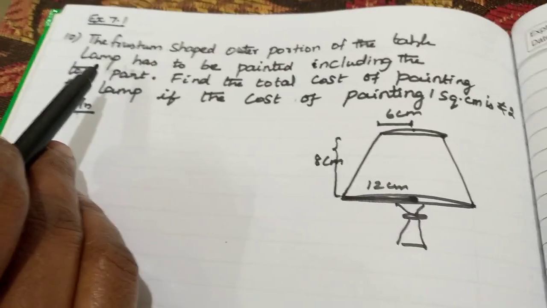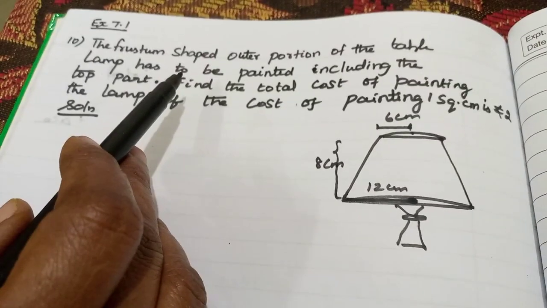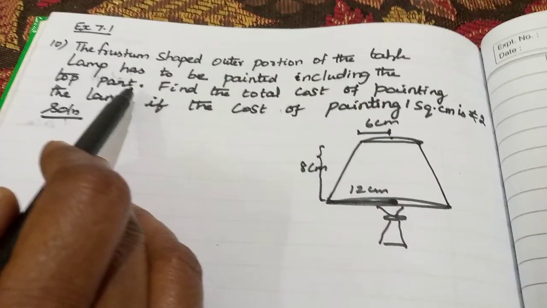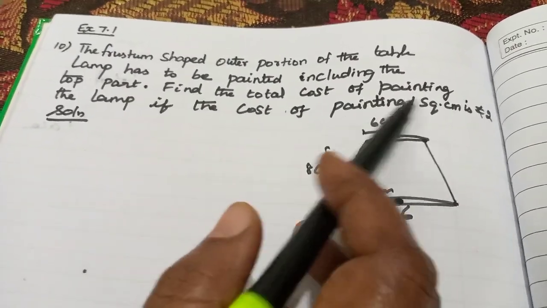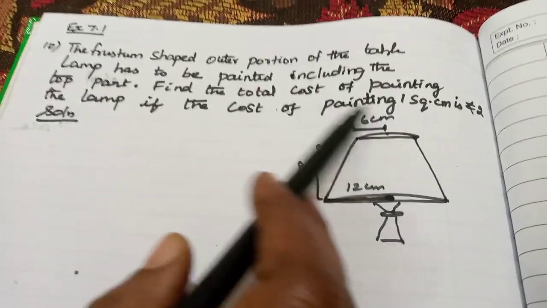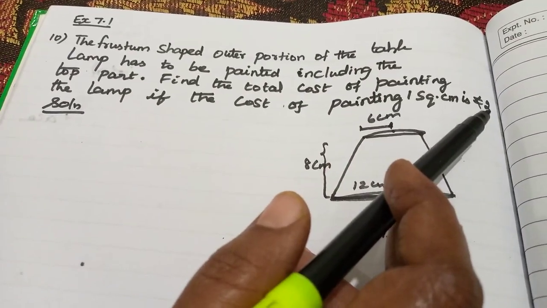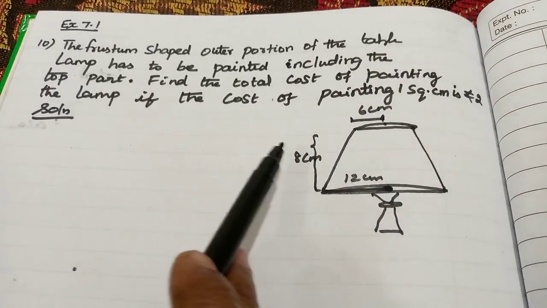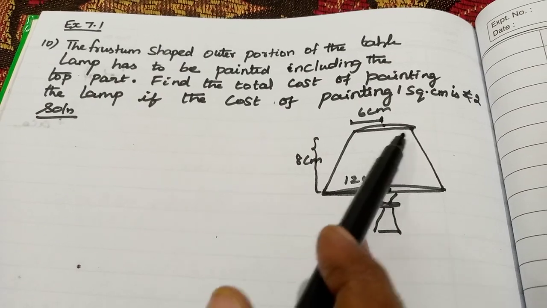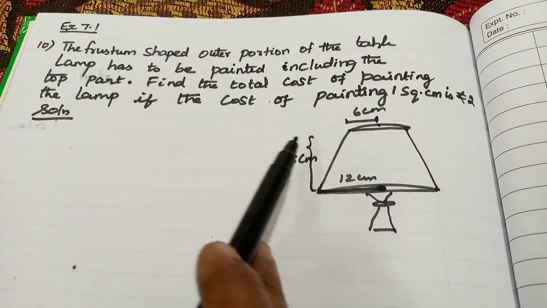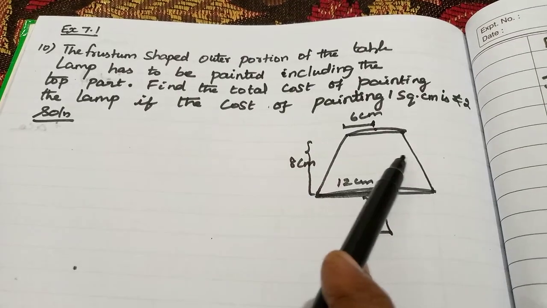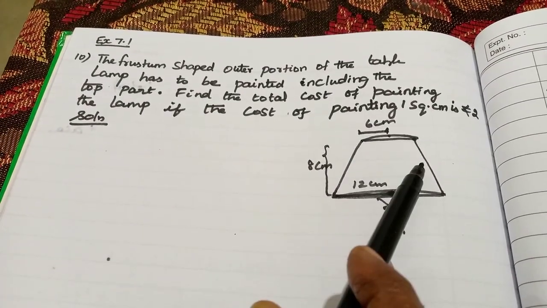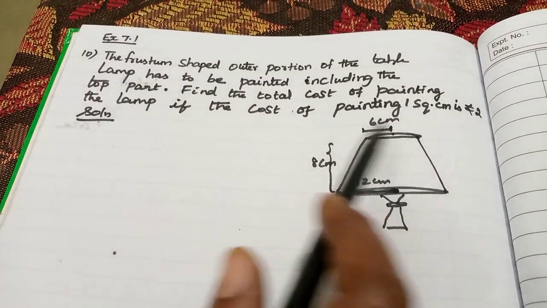What is the question now? The frustum-shaped outer portion of the table lamp has to be painted including the top part. Find the total cost of painting the lamp if the cost of painting 1 square centimeter is rupees 2. Do you understand the question? The given diagram is in the frustum shape. We have to paint it, including the top part. What is the total cost we have to find out. So painting the outer portion, but including the top area. So outer part means curved surface area plus top area.